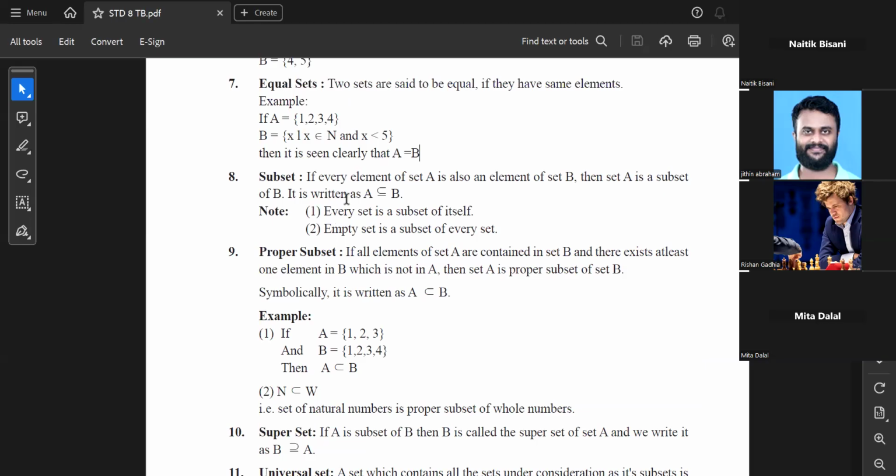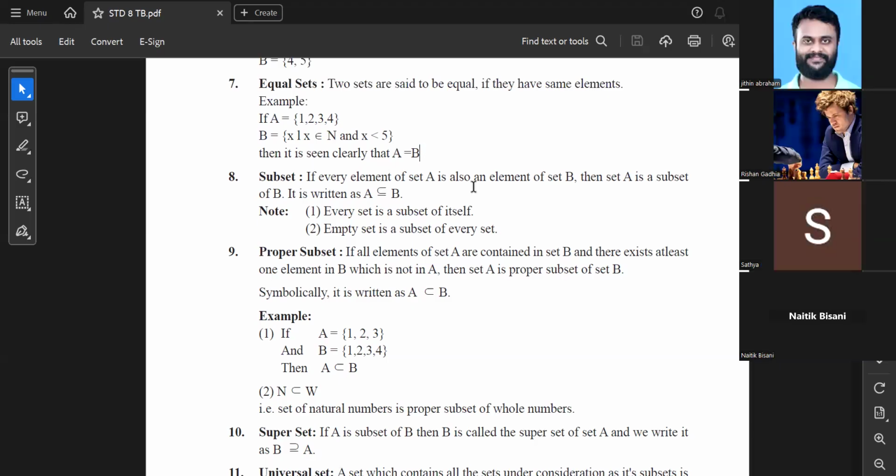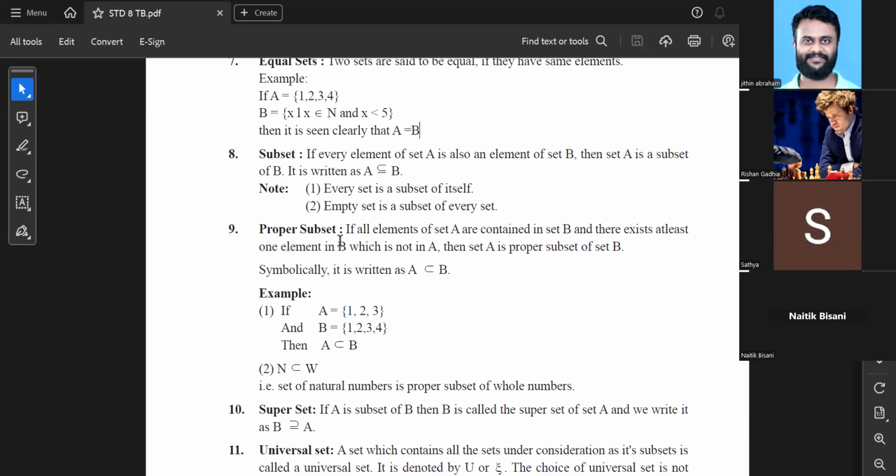Okay, sir. Okay, don't worry. Now, if every element of set A is also an element of set B, then set A is a subset of set B. And proper subset means if all the elements of set A are contained in set B, and there exists at least one element in set B that is not in set A, it is called a proper subset. Now, to justify this, I'll just give you an example. Okay.